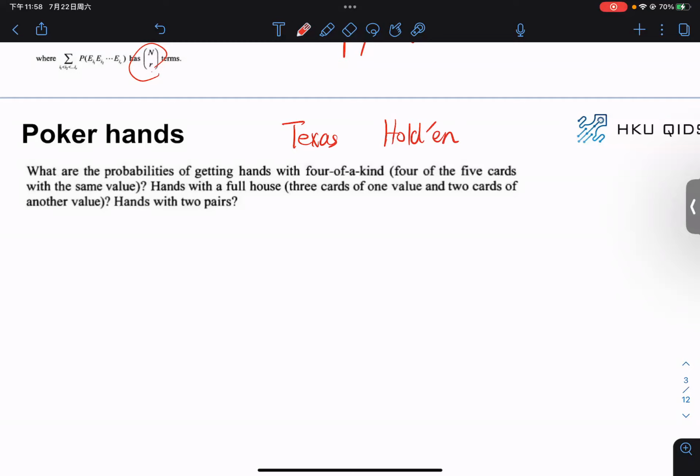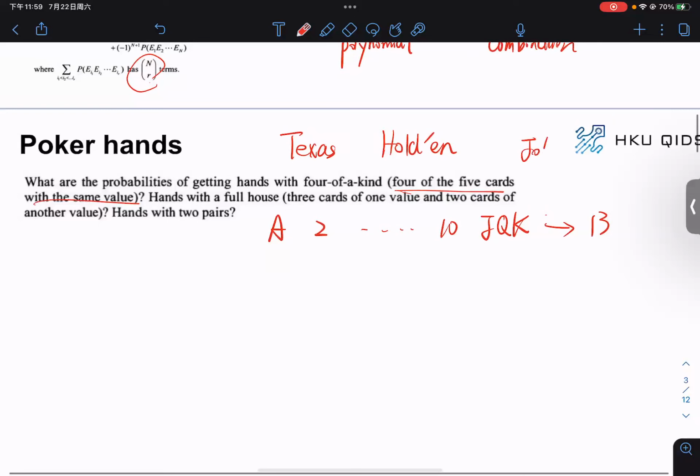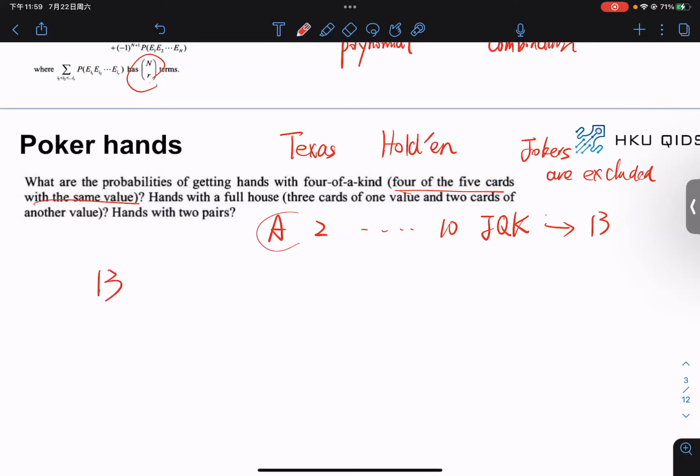Four of a kind is basically that you find four of the five cards with the same value. We have all the way from A to 10, J, Q, K. In total, there are 13 different kinds of cards, so jokers are excluded. How many kinds do we have? We have 13, and we can pick any one of them.